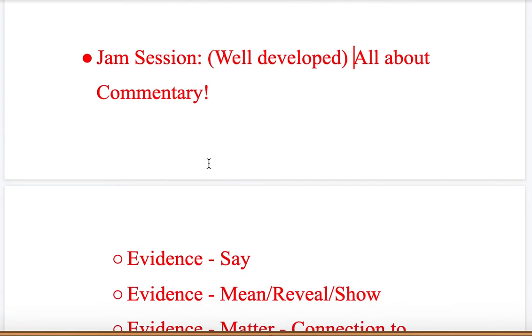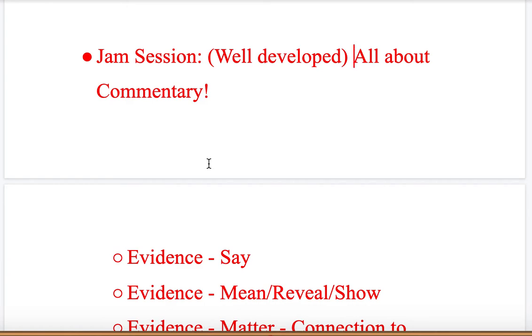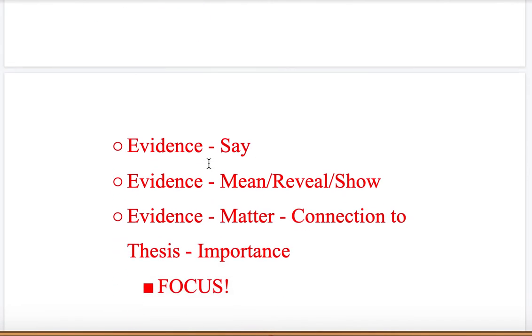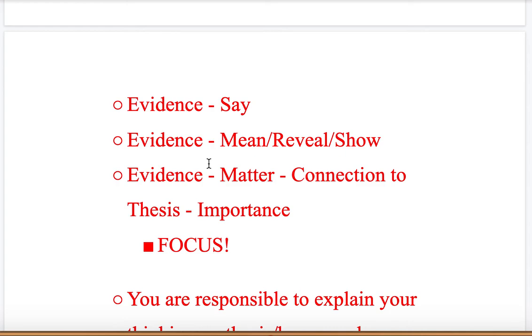If your paper is well developed, if you show the reader you know how to take evidence and defend it, you will win every time. It's your job, every time you introduce a piece of evidence: what does it say? Briefly summarize it. What does it mean? That means, what does it reveal to us about your topic? What does it show? What does it teach us? What does it highlight? That's interpretation.